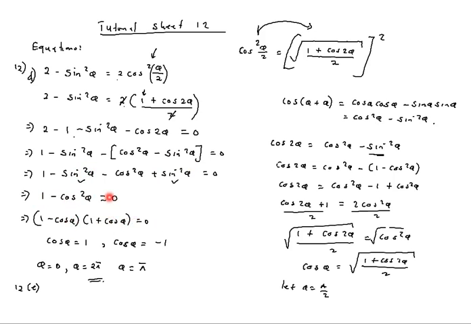Difference of two squares. Or just by saying 1 is equal to cos squared theta, then cos theta is going to be plus or minus 1. So plus 1, minus 1. Then get the angles. Your task is to do 12E. It has the same concept.